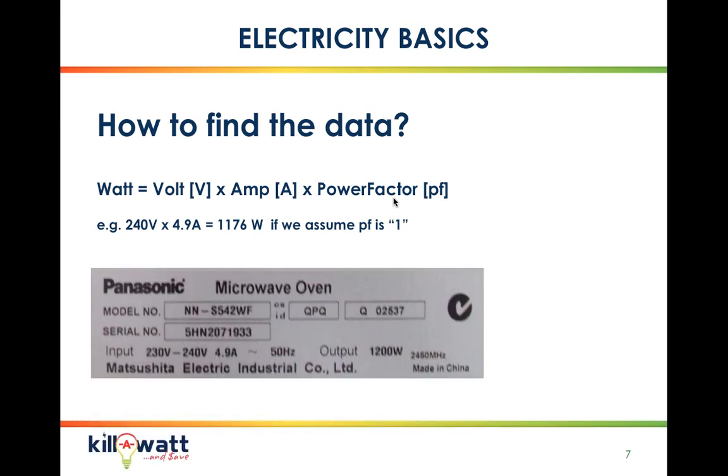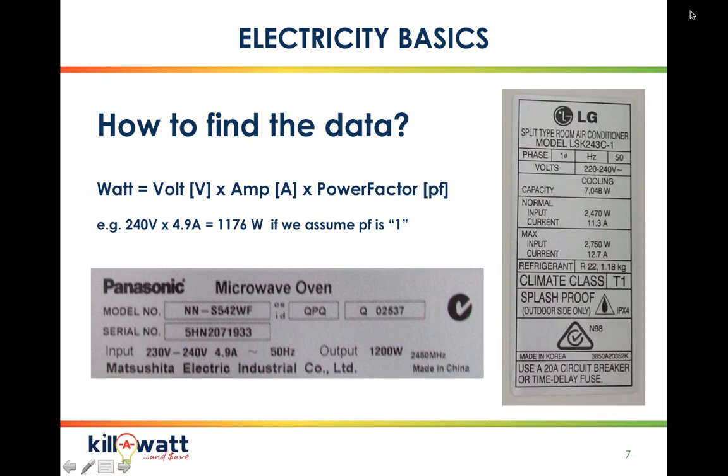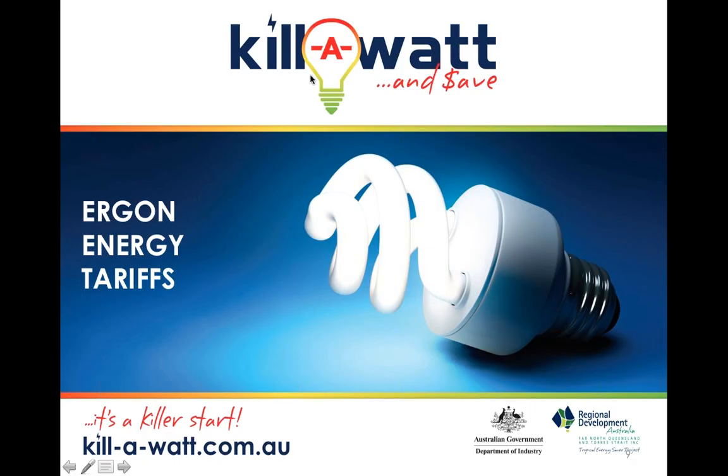Now, specifically, we're measuring the watts of an item, and you look at the labels. In this example, the Panasonic microwave oven has an output of 1,200 watts. Now, this labeling system will change on some devices like air conditioning, where you'll see multiple readings of watts. What you're looking for is the maximum input current, and here you can see 2,750 watts, which is 2.75 kilowatts. That is the input that the air conditioning would use if it's being used 100% of the time, at 100% duty cycle.